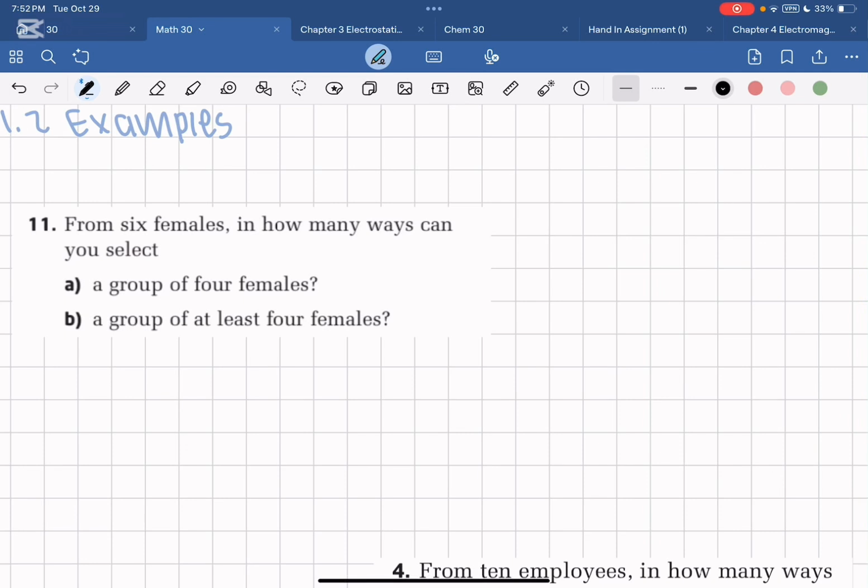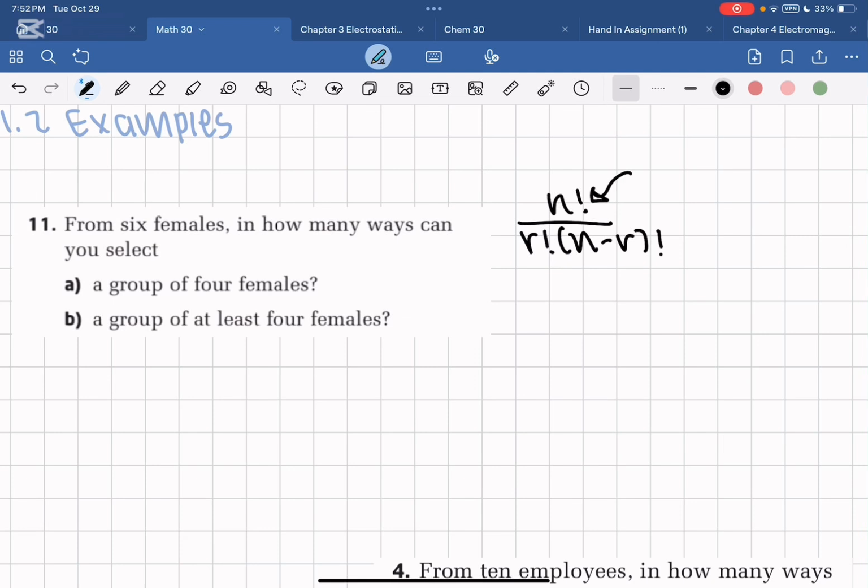Okay, so let's start with this first example. From 6 females, in how many ways can you select a group of 4 and a group of at least 4? Let's start with the first one. So a group of 4 females. We have the formula from before, which we know is n factorial over r factorial times n minus r factorial. So just plug the values that you have into this formula.